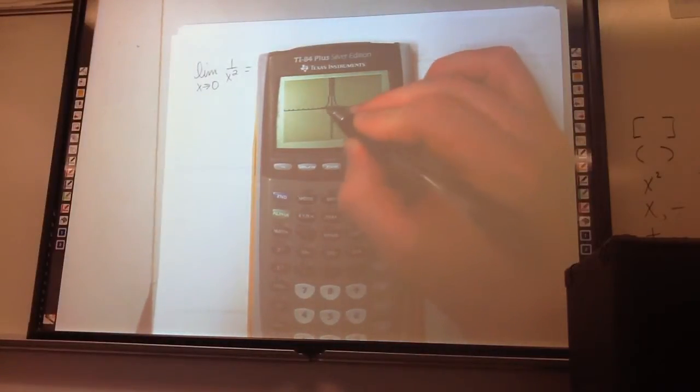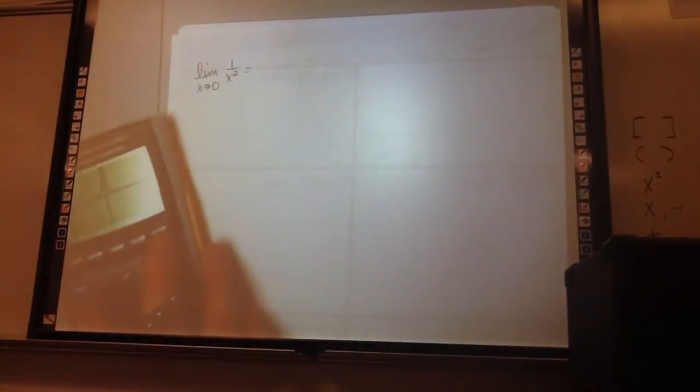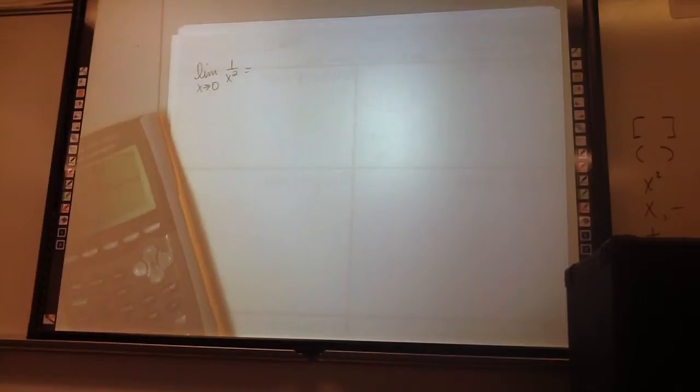What do I get close to? If I move like this, it goes up. If I move like this, it goes up. So the limit, this one doesn't have a limit. That's why I said it was a bad example. The limit does not exist.